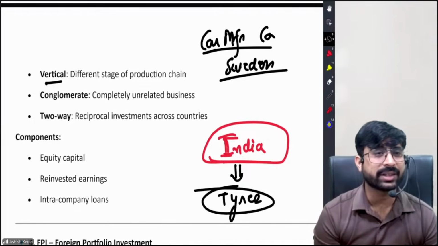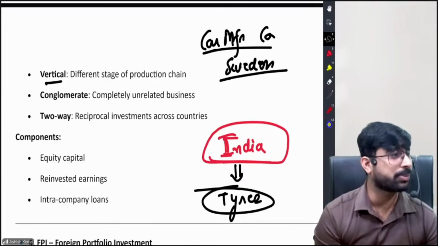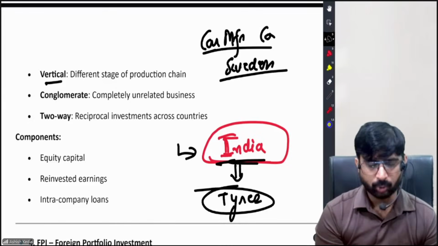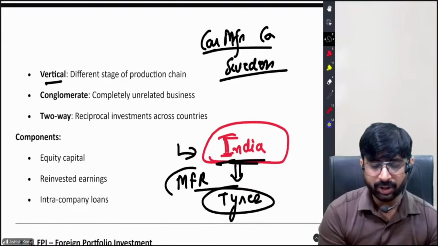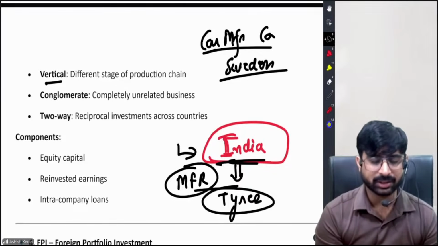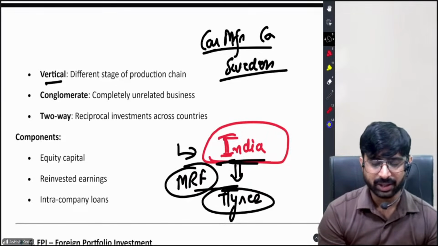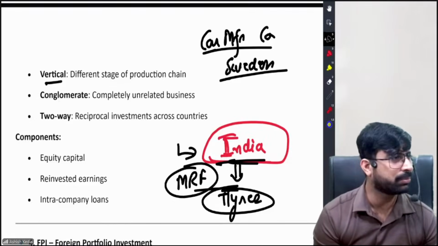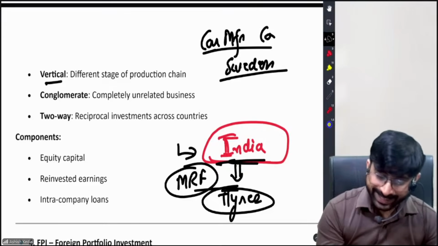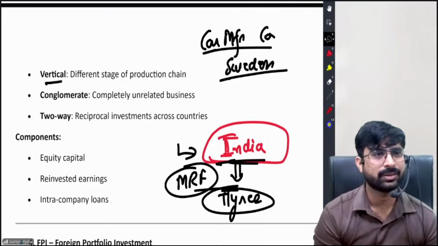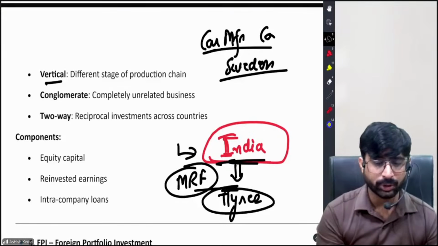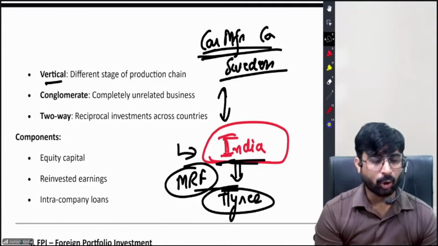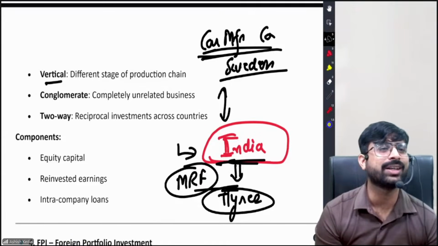This Swedish company thinks that tires we have to buy at a higher price. What if we acquire this business in India? What if we set up MRF tires in India? Because India has low cost labor available. So they invest in tires in India. Thinking carefully, you will see it is a part of their car business, yes or no? That is called vertical integration or vertical investment.